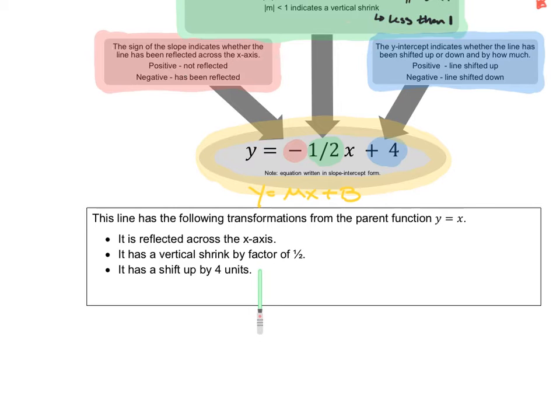Now, the last thing is it says it shifts up 4 units. That comes from your y-intercept because it was plus 4. So that means you take whatever that original equation was and just shift it up 4 units.